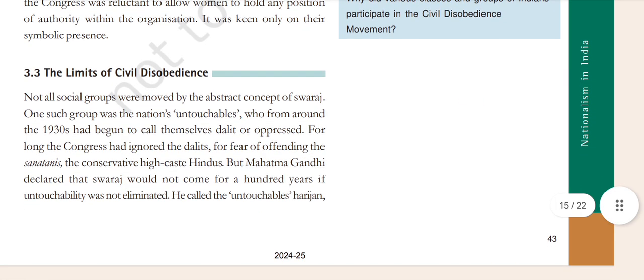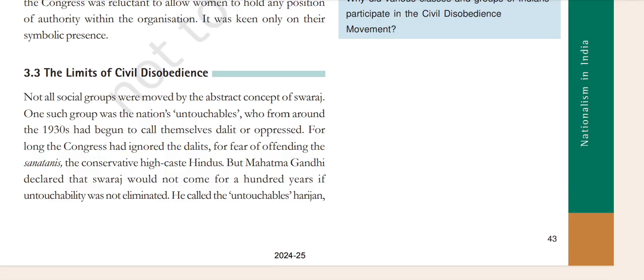The limits of civil disobedience. Not all social groups were moved by the abstract concept of Swaraj. One such group was the nation's untouchables, who from around the 1930s had begun to call themselves Dalit, or oppressed. For long, the Congress had ignored the Dalits for fear of offending the Sanatanis, the conservative high caste Hindus.